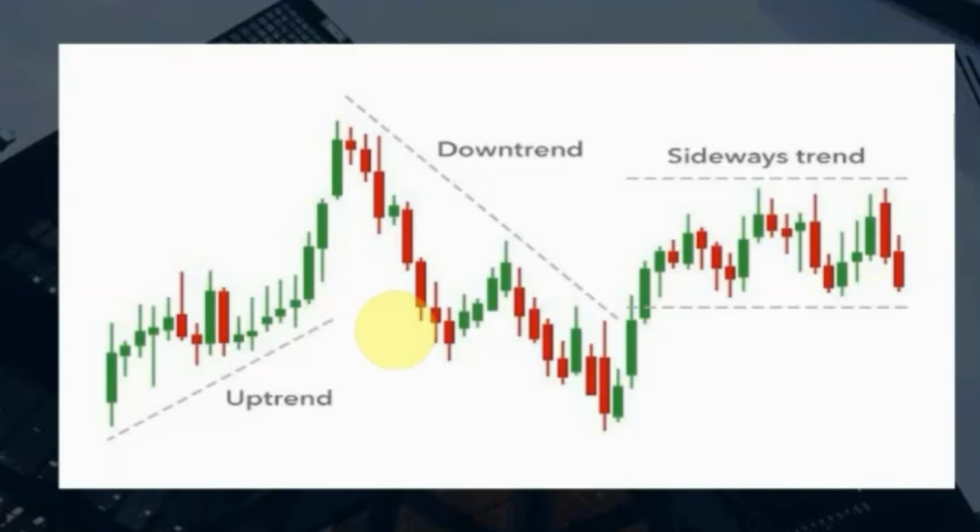Now, what of downtrend? Downtrend, like I said earlier, is when the market makes consecutive lower highs and consecutive lower lows. So I've explained to you that the top of the candlestick is the high and the bottom of the candlestick is the low. Now, look at this downtrend right here.